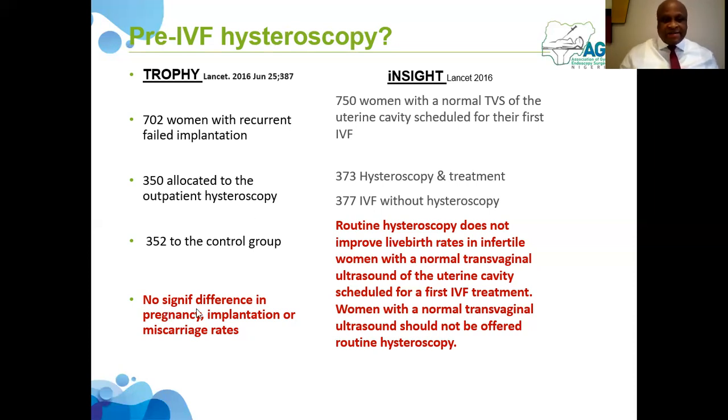The conclusion of these studies was that there was no significant difference in pregnancy, implantation, or miscarriage rate between the 2 groups. So if you've had recurrent failed implantation and you had a hysteroscopy, and then went on to do another IVF, or you didn't have a hysteroscopy, there's no difference.